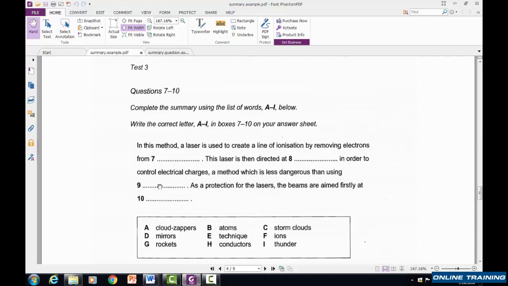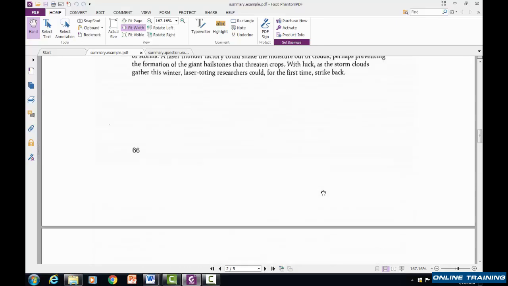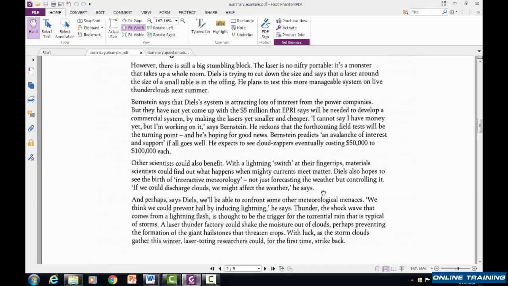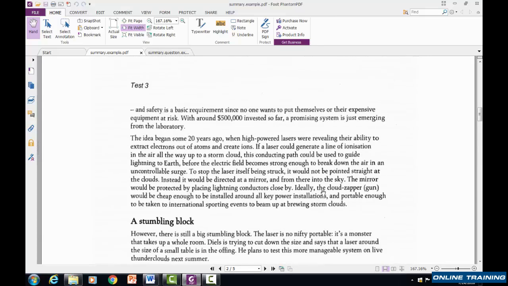All right, number 10: as a protection for the lasers, the beams are aimed firstly at. All right, what are the beams first aimed at? All right, our answer is mirror. Directed at, aimed at.